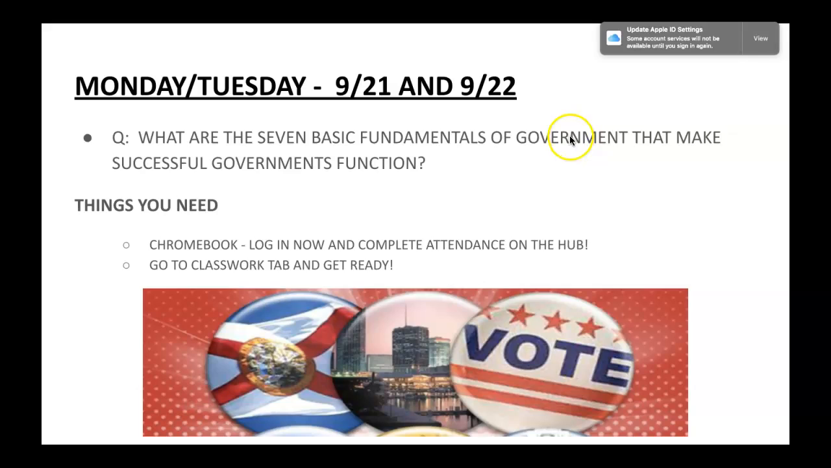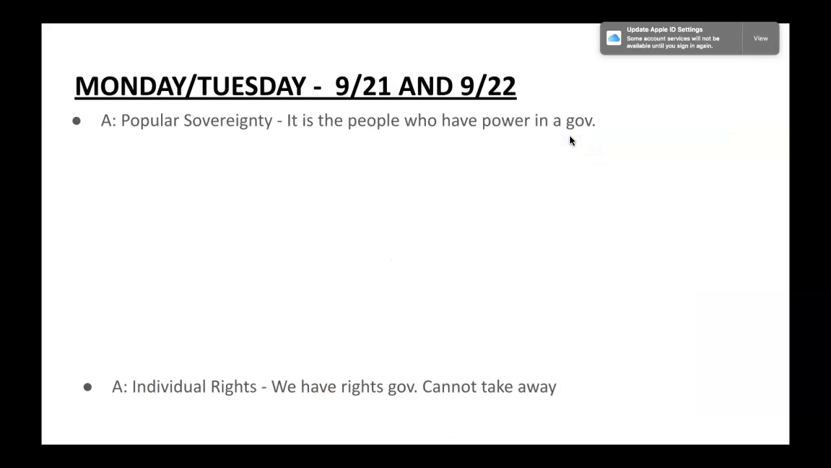Here are some things from the lesson that I want you to keep in mind. First, here at the top is popular sovereignty. What this word actually means is that it is the people who have the power in a government. If you ever heard the phrase power to the people, that's pretty much what popular sovereignty connotes. The idea that people are the authors of the way that government runs and functions is very much so true, even still to this day.